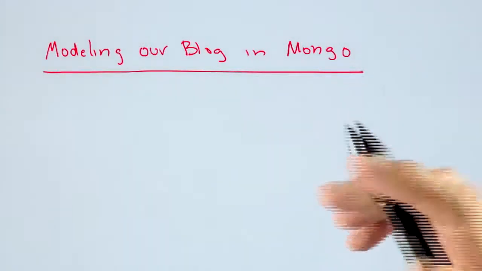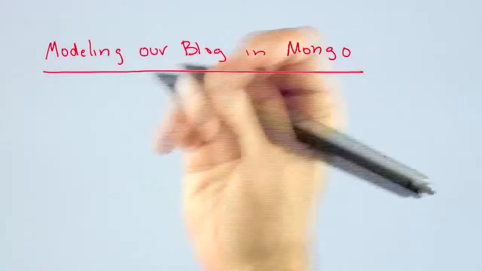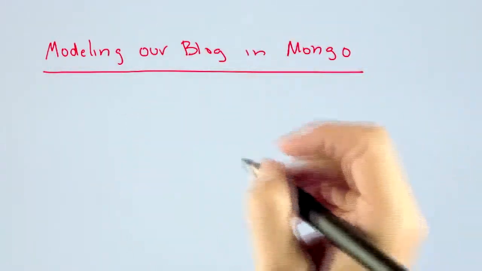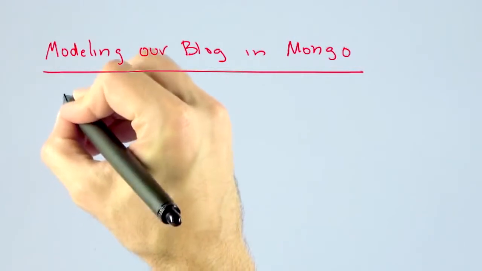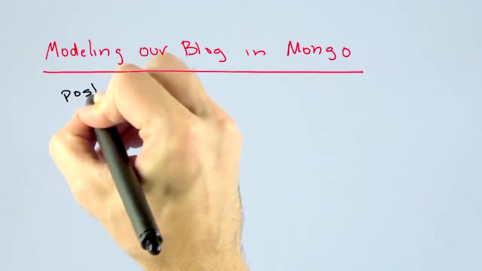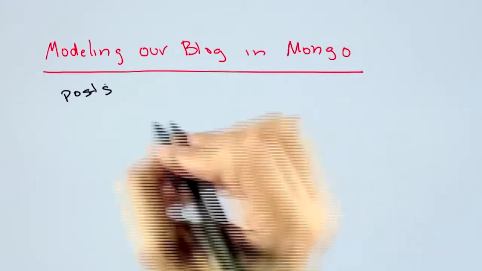Let's talk about modeling our blog in MongoDB. So we've seen how we might model it in relational, but now let's talk about how we might model it in Mongo. It's a lot easier because you can imagine that we'd have a collection called, let's say, posts. And I'm going to show by example what would be in the posts collection.